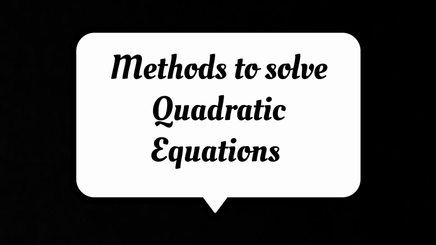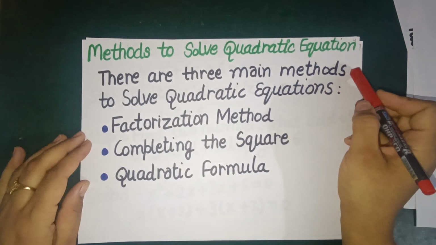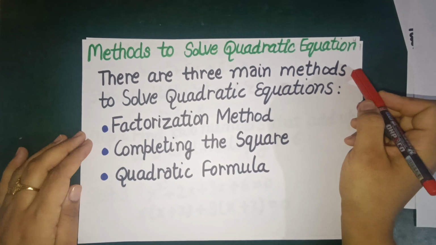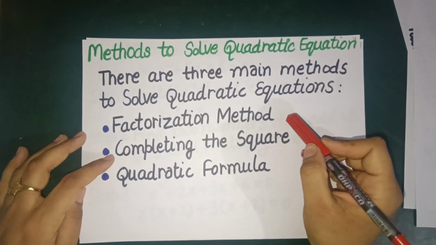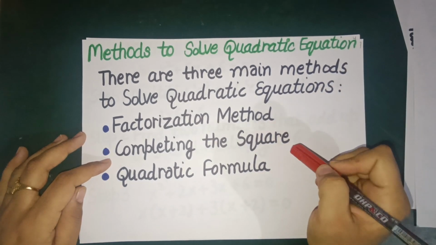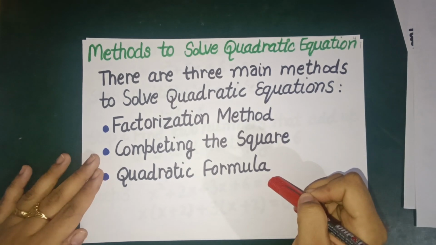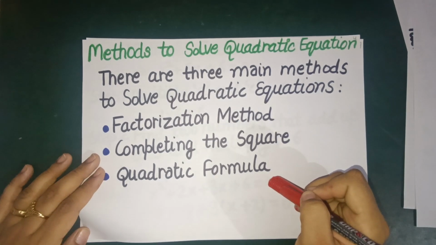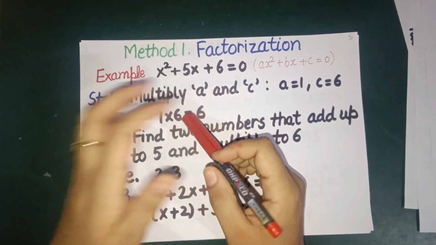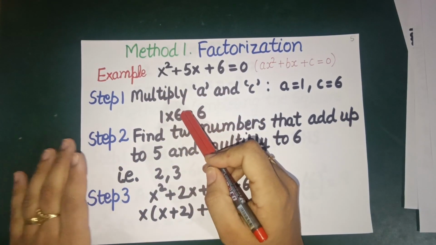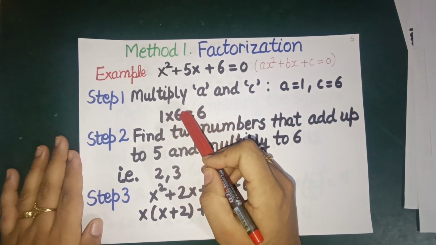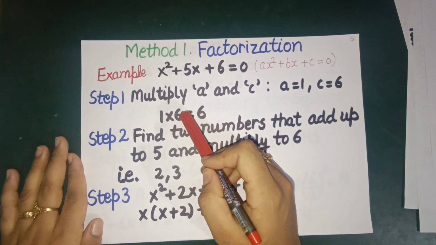Let's learn the methods to solve the quadratic equation. There are three main methods to solve these quadratic equations. First is using the factorization method, second is the completing the square method, and third is the quadratic formula. We will do this step by step. Let's do the first method, that is factorization method. We will do this with the help of an example.